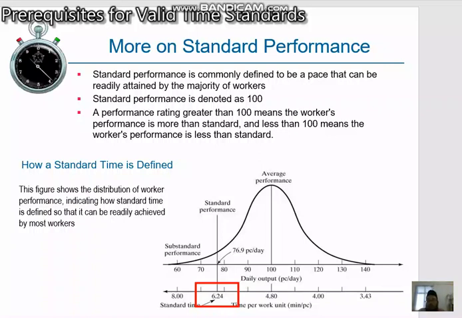Because we must remember the other factor that is included in the standard time is also allowance time. So those are the prerequisites for valid time standards. In conclusion, there are four prerequisites for a valid time standard. First, the standard work unit, followed by standard performance, average worker, and standard method. So thank you.